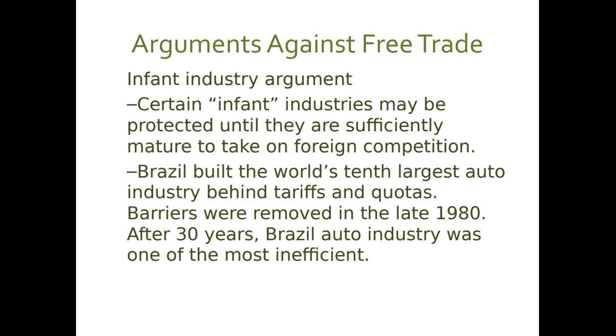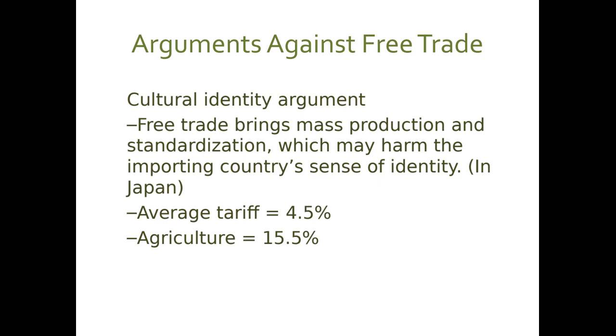So again, you have arguments and counter arguments. Cultural identity argument. Some countries restrict imports simply because they want to maintain their cultural identity. And this is the example here for Japan. Free trade brings mass production and standardization, which may harm the importing country's sense of identity. For example, the average tariff in Japan is 4.5%, but the tariff on agriculture is 15.5%, because they have been growing rice for centuries and they don't want to destroy their culture. So they protect against the importation of rice, although they could easily import rice from Vietnam at a very low price, but they keep producing their own rice just to keep their culture alive. That is another argument.